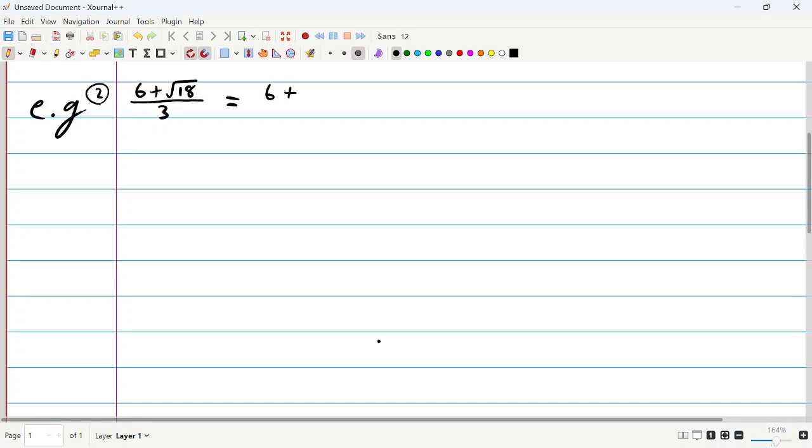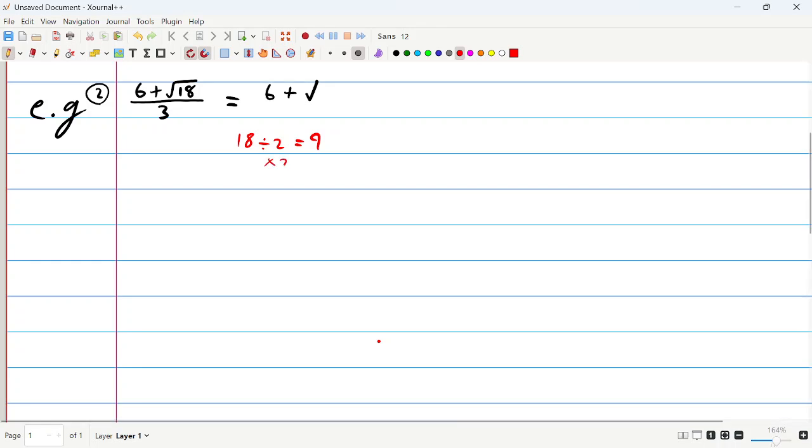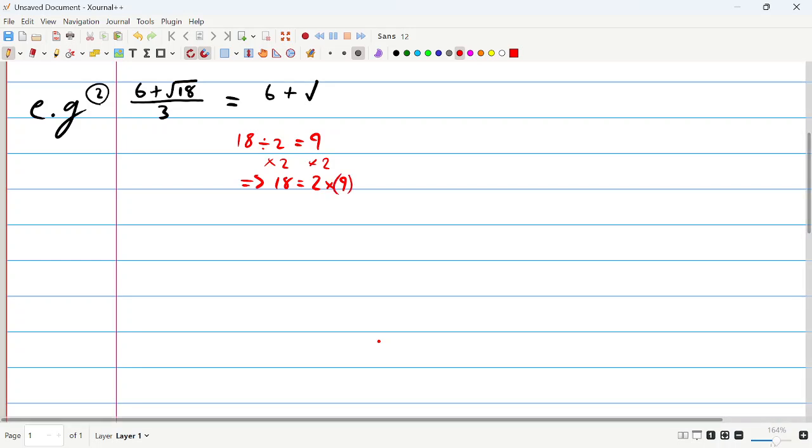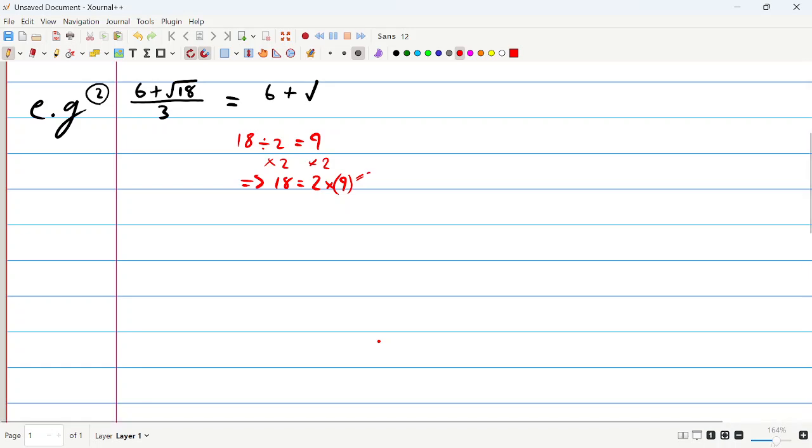So 6 plus the square root of, remember in the first one we broke it up into a perfect square multiplied by another number. Now how do we get a perfect square from 18? Do you notice that if we divide 18 by 2, we get 9, right? So therefore this actually just implies to us that 18 is just equal to 2 times 9. And notice that 9 is just a perfect square, which is just equal to 3 squared.